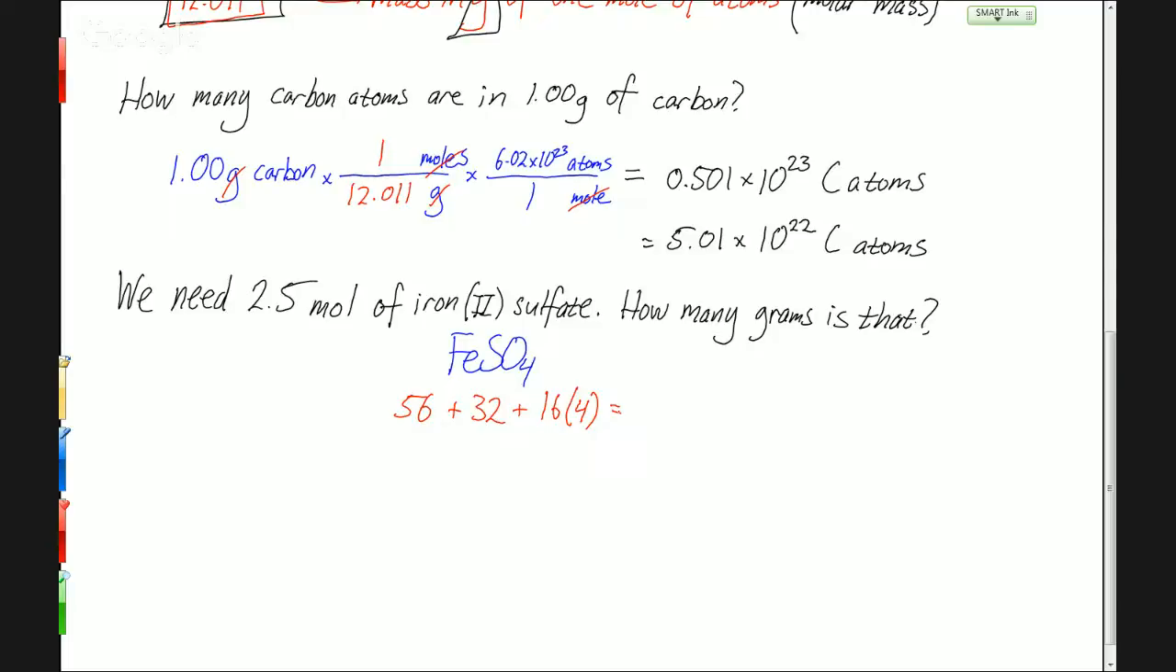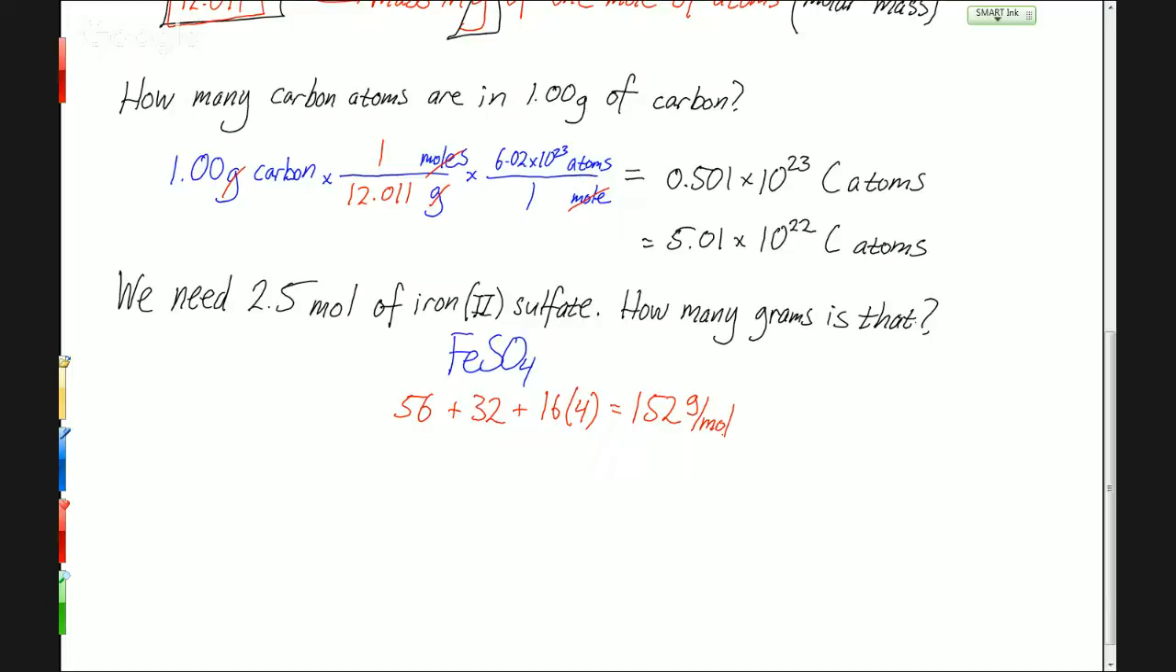So that's 56 plus 32 plus 4 16s. 152, what you got? We would say 152 grams per mole, which means that there are 152 grams in 1 mole of iron 2 sulfate. If we weighed out 152 grams, we'd have 6.02 times 10 to the 23rd iron sulfates, so we'd have 1 mole of them. That's what that number tells us.